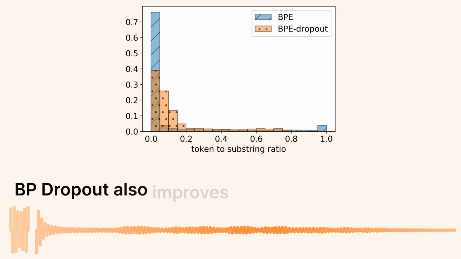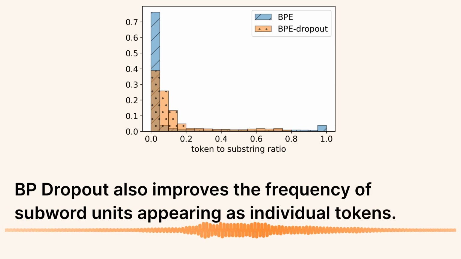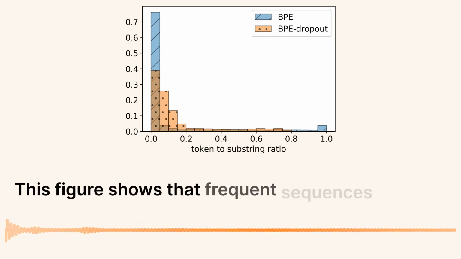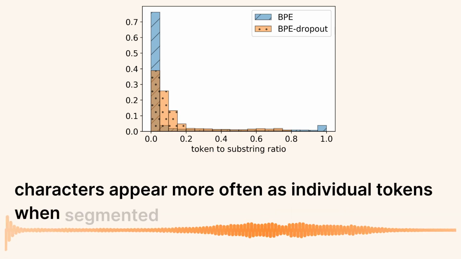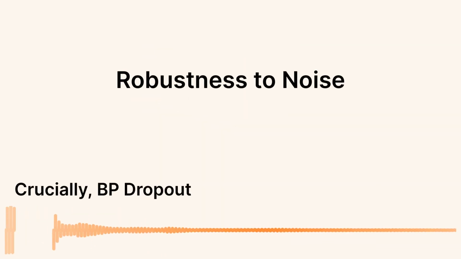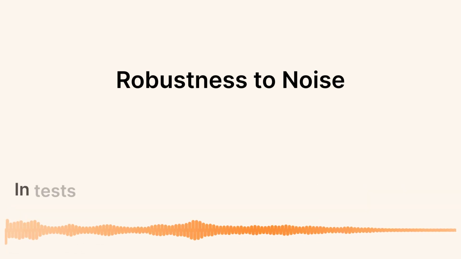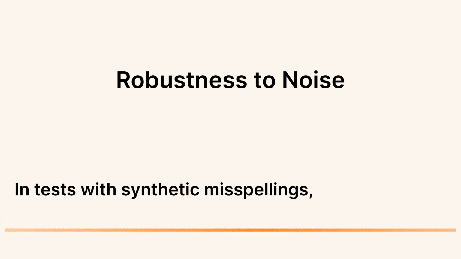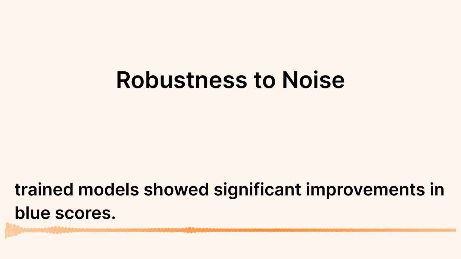BPE dropout also improves the frequency of subword units appearing as individual tokens. This figure shows that frequent sequences of characters appear more often as individual tokens when segmented using BPE dropout. Crucially, BPE dropout makes the model more robust to misspelled input. In tests with synthetic misspellings, BPE dropout-trained models showed significant improvements in BLEU scores.